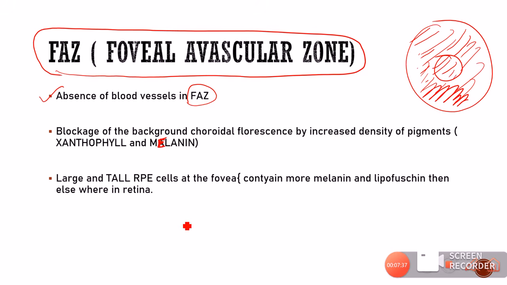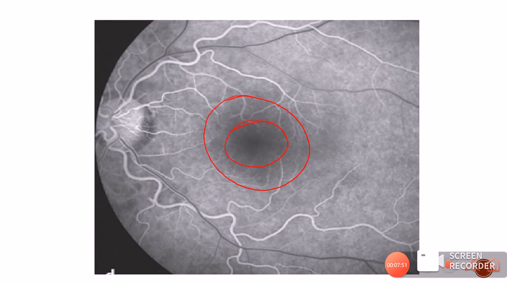At the same time, the RPE cells which are present in the foveal avascular zone are quite tall and quite large RPE cells, and as they are tall, they are going to contain more amount of melanin and lipofuscin than anywhere else in the retina. For the same reason they are going to block the underlying choroidal fluorescence, and that is the reason why the FAZ will look black or darker.